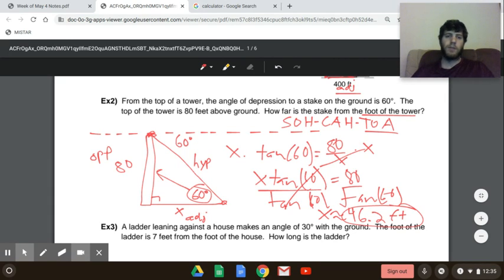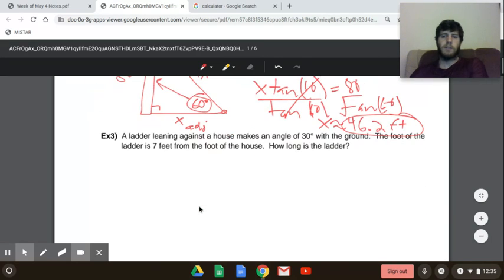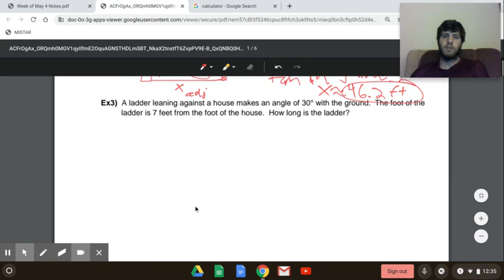Okay, example 3. A ladder leaning against a house makes an angle of 30 degrees with the ground. So we have a house, right? There's a ladder leaning against it. So here's a ladder leaning against the house. It makes an angle of 30 degrees with the ground. So here's the ground. It makes an angle of 30 degrees.